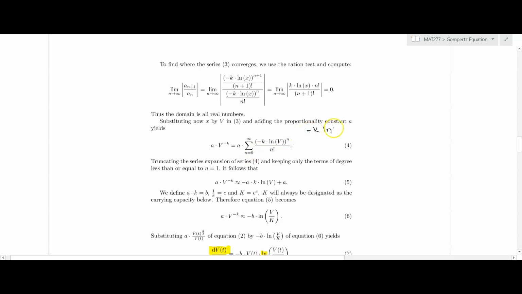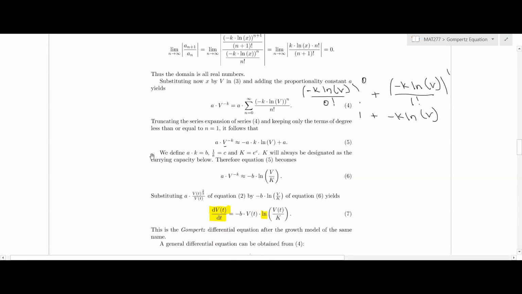Okay, so what that means is that degree less than or equal to 1 will have negative k ln of v over 0 factorial to the 0 power, plus negative k ln of v over 1 factorial to the first power. And so this to the 0th power, that should not be in the denominator as well. That should just be in the numerator like so. And so that won't make much of a difference in this case. But this will give us 1 plus negative k ln of v. And so if you have a times that, a times v to the negative k, which is equal to this, and you distribute the a in there, you'll have negative ak, and a times 1 will just give you plus a.